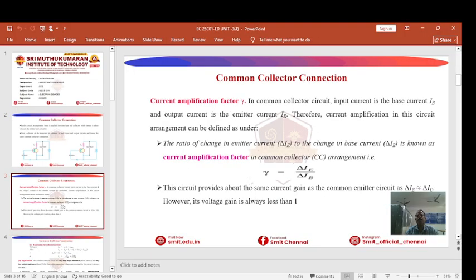So in the common collector, the amplification factor is denoted by the letter gamma. Gamma is nothing but the ratio of change in emitter current to the change in base current, which is known as the current amplification factor in the common collector mode, called gamma. The gamma value will always be less than 1, because the change in emitter current is almost equal to the change in collector current. So in this mode, the voltage gain is always less than unity, we can say.